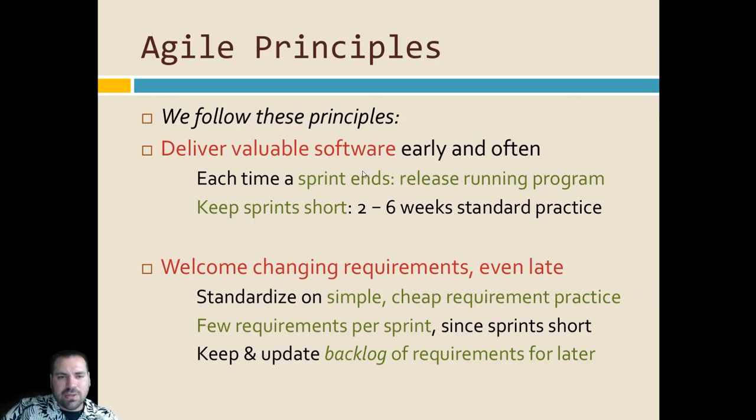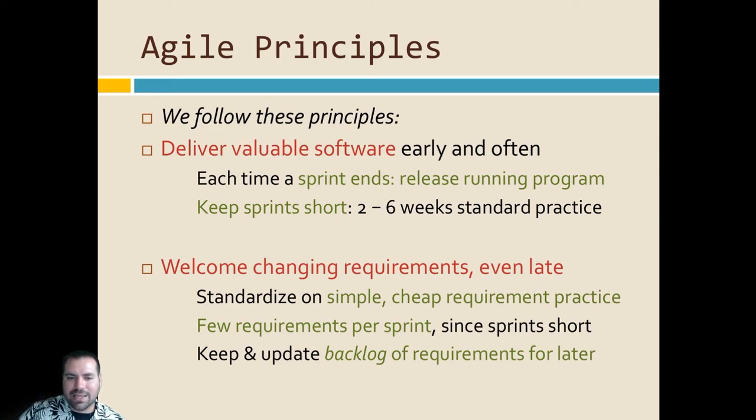So the 12 principles: deliver valuable software early and often. For Scrum, we call these sprints. Sprints are usually 2 to 6 weeks in practice. 3 weeks, 4 3-week sprints this semester. So we have 3 weeks. We're a little on the low end of this. I've heard of 1 week sprints before as well. They exist. Welcome changing requirements. This is really the cornerstone of Agile development.